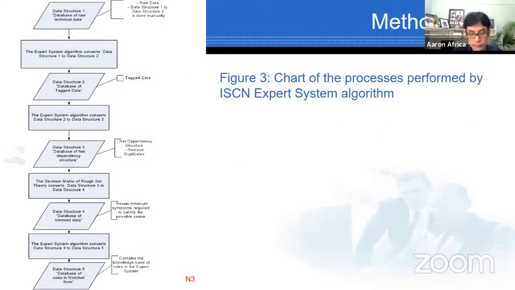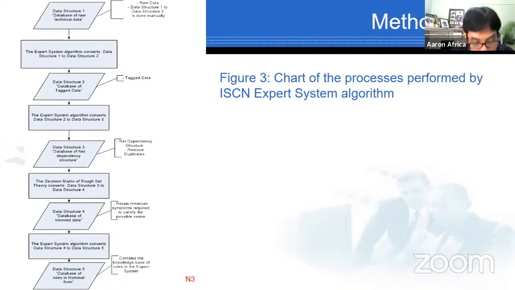Okay, let me now show you a chart of the processes performed by the ISCN expert system algorithm. I have to make it full screen for you to share. First one is data structure 1.